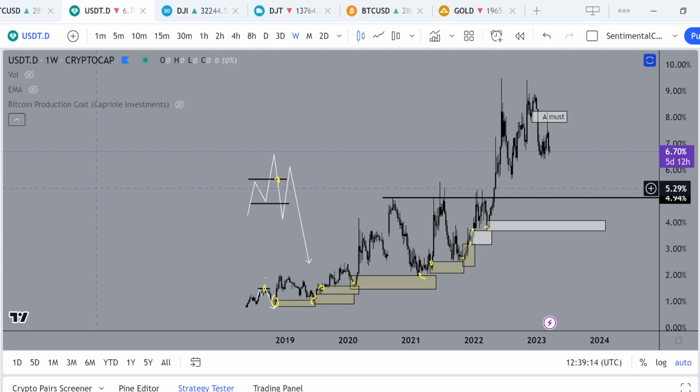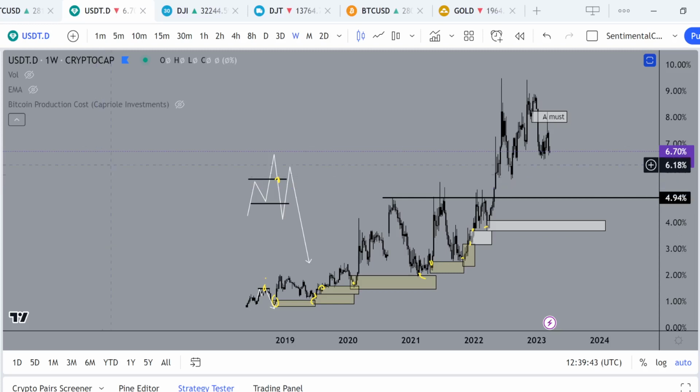So today's focus will be on USDT dominance, because I realize I've not really analyzed USDT dominance for you guys in the past couple of months. So that will be the focus for today. Before we dive right in, remember guys, this is strictly for educational purposes and should not be a substitute for financial advice.